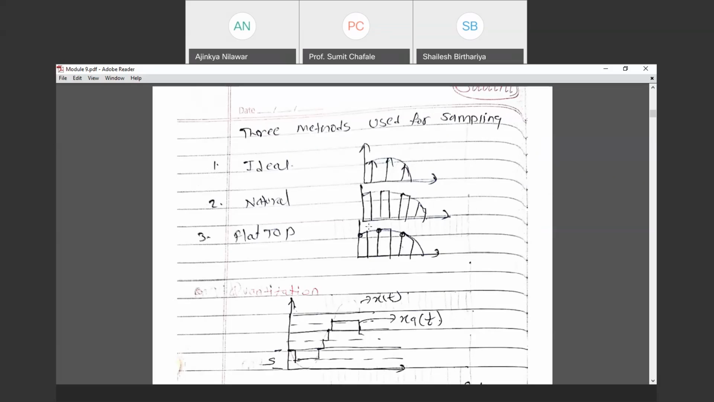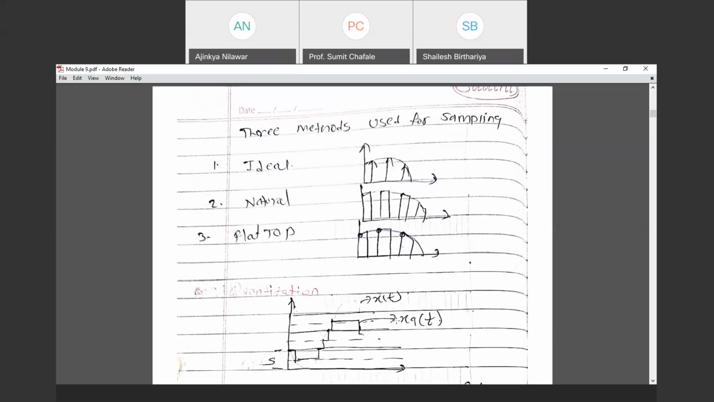Then consider the second bubble, which starts for some clock pulse. Our signals are generated with the help of flat top sampling. So flat top sampling. Same question in PCM: which type of sampling is used in PCM? Your answer is flat top sampling.